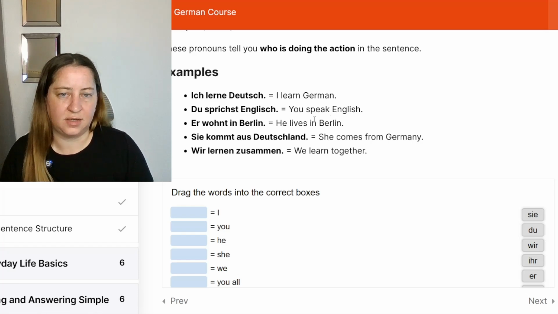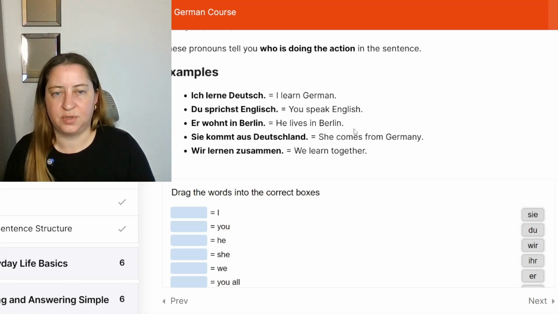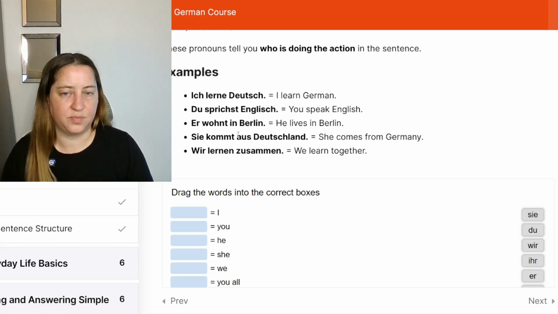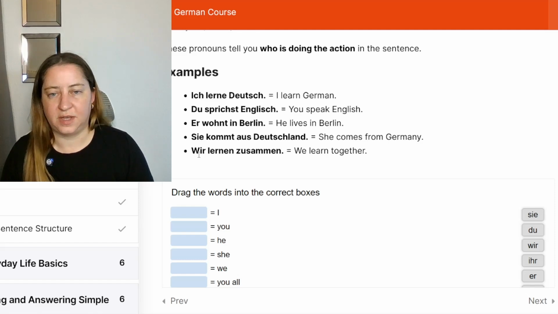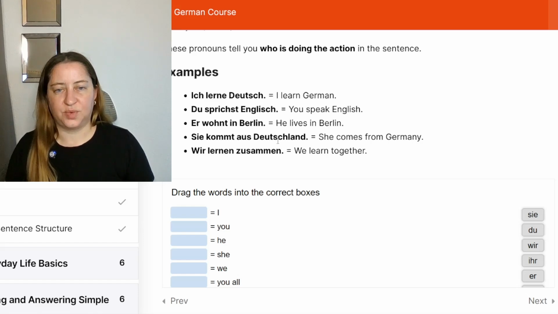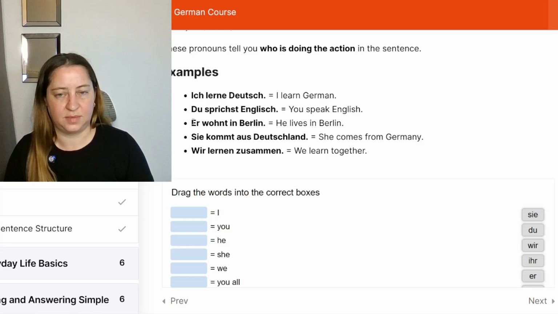Er wohnt in Berlin. He lives in Berlin. Sie kommt aus Deutschland. She comes from Germany. Wir lernen zusammen. We learn together. So we're going to practice building simple sentences like this with about 3 or 4 words.